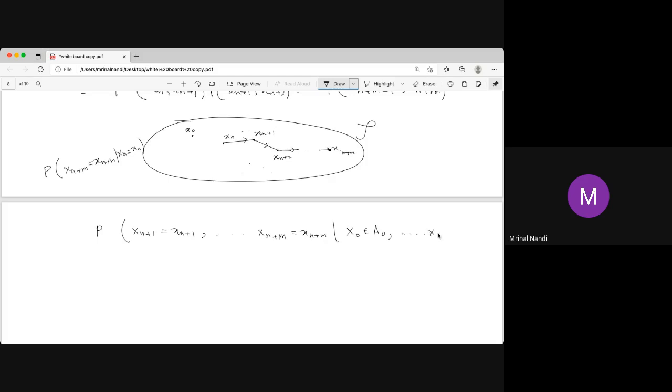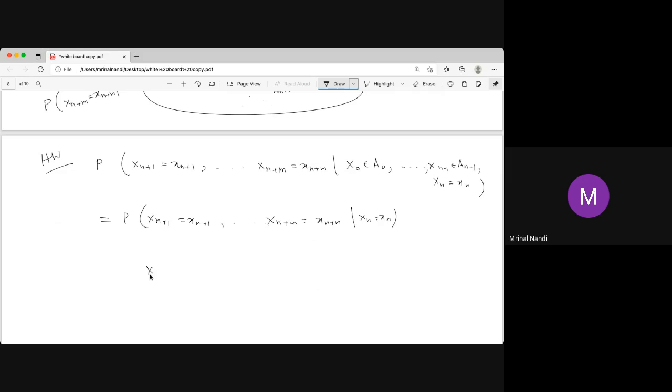Dot x n minus 1, x n minus 1, but the last one, xn, is just xn, a single point. It is homework. You can easily check that. This is the probability of, you can forget the past, xn plus m equal to xn plus m, given just xn equal to xn. Remember, what is this? X0 equal to x0 belongs to a0.